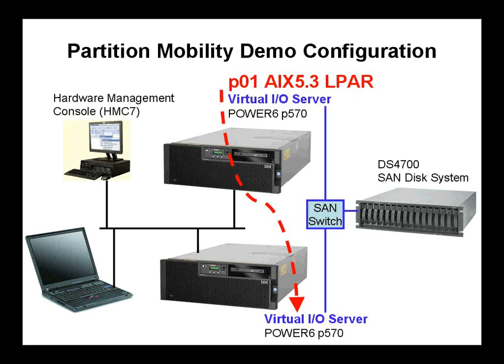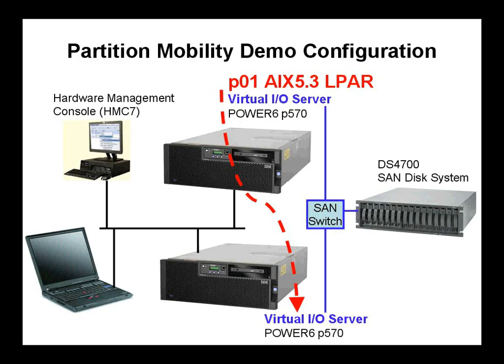This is the configuration of the machines that we're going to use in this demonstration. On the right hand side we have a DS4700 supplying us with a LUN via the SAN switch. This LUN is available to the virtual I/O server on both machines, and the virtual I/O server will present this as a virtual disk to the logical partitions that it's hosting.